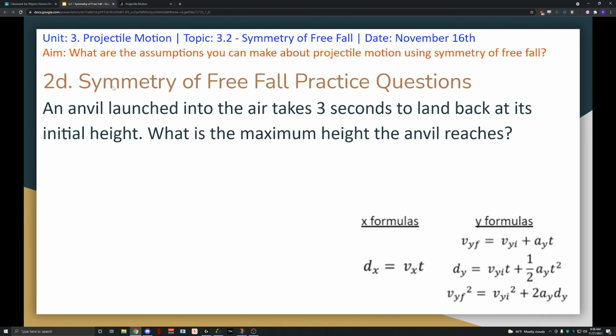2D is the same exact type of question as 2C, right? You have to divide your time by 2 because, again, it's saying the total time she spent in the air is 3 seconds. And you are going to solve for your path downward. You have to do the same exact thing. You solve for your path downward.